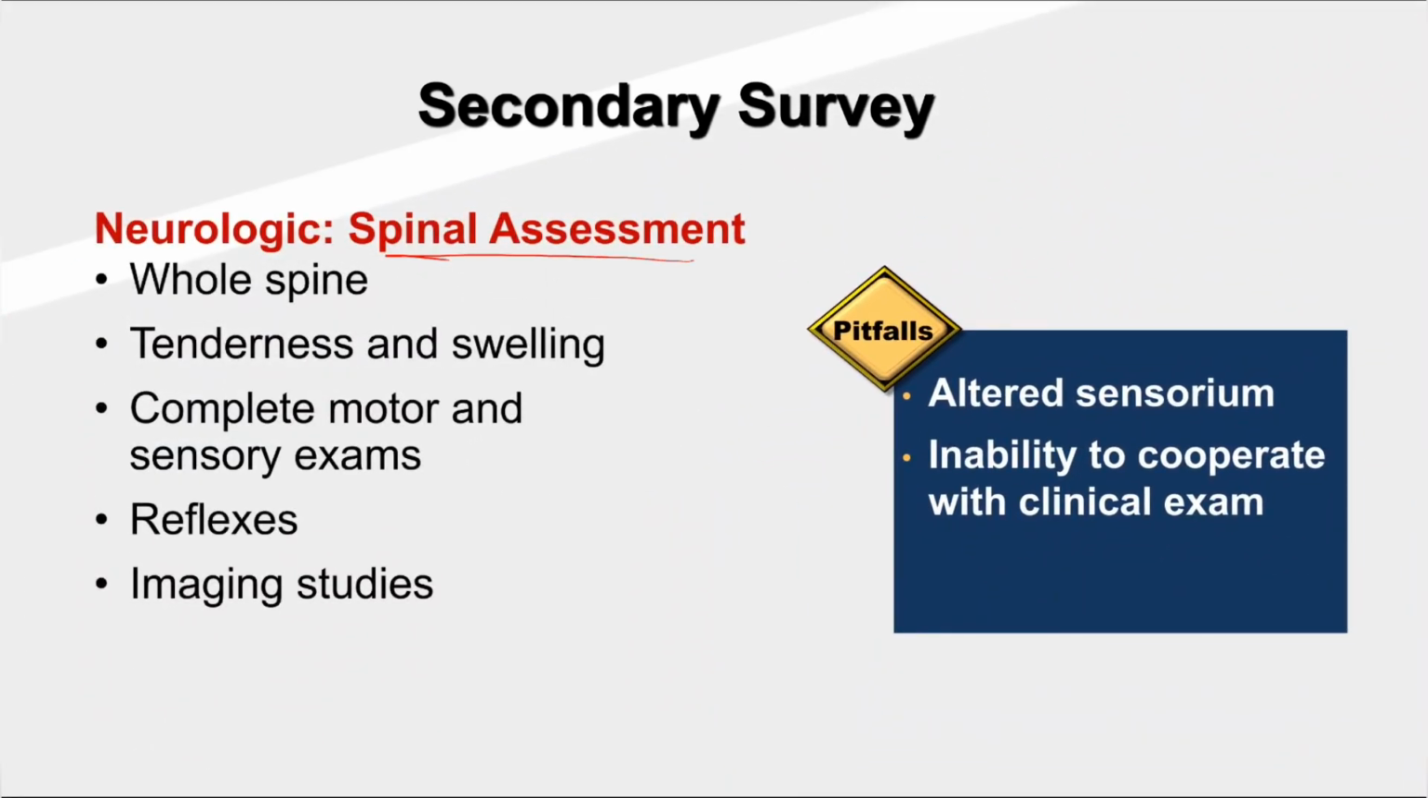For spinal assessment, the whole spine should be assessed for tenderness and swelling. Sometimes you have complete motor and sensory problems because of complete dissection of the spinal cord. Sometimes you have incomplete injuries. For the incomplete injuries, no need to talk to you about this in detail. We have Brown-Sequard syndrome, we have anterior cord syndrome, we have central cord syndrome. This is difficult to memorize.